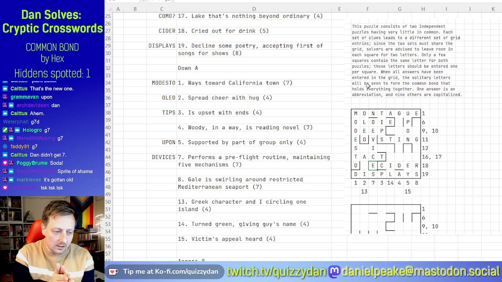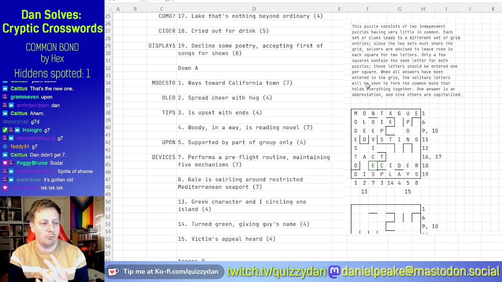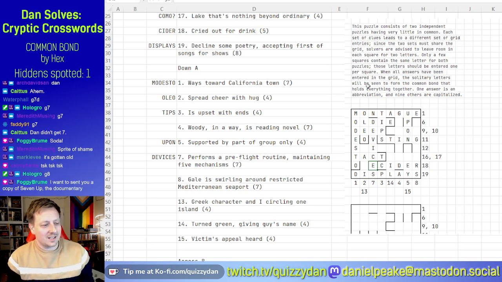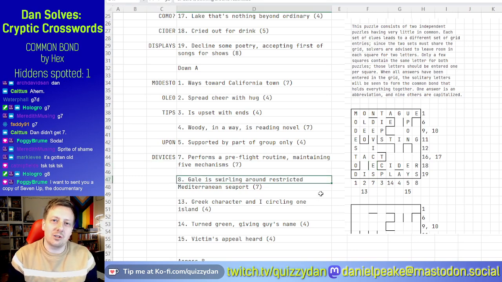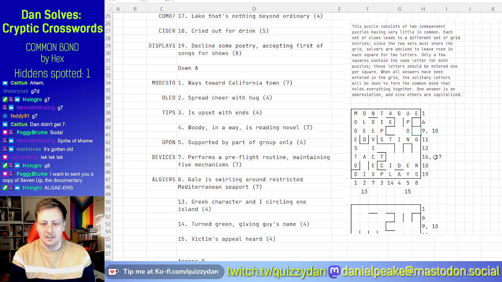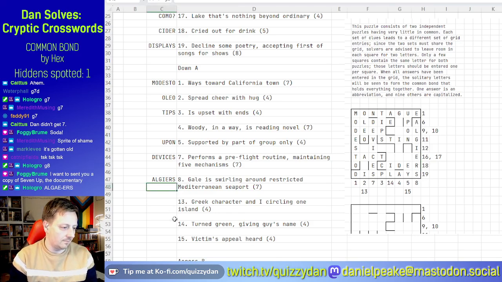8 down. Gale is swirling around restricted Mediterranean seaport. Yes, I'm happy with 8 down. What clue is this? Well, if this is 7 up, then this is 8 down. The two are unrelated. Go for 8. It's an anagram of Gale is, and R can be restricted. Restricted can be represented by the letter R, like in classifications, I guess. Anagram of that. Algiers, and now I'm trying to remember how to spell it. There we go. Also, what Mr. Gore does when he doesn't like something. I can't spell Algiers. There we go.